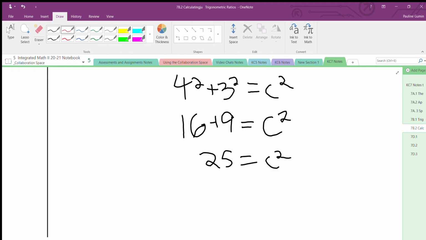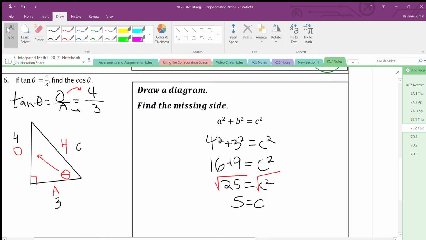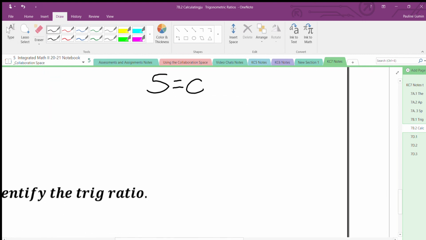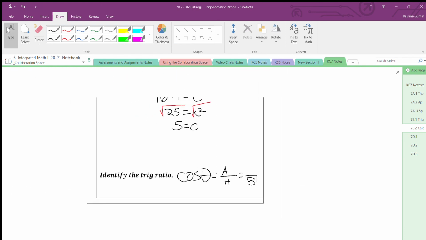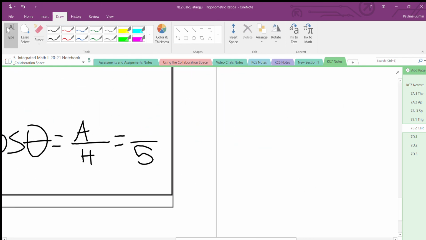This is a triangle, which means it's a real thing. We cannot have negative measures. So c is 5. Okay, so this missing side, instead of calling it c, I can now label it with a 5. And I would like to find cosine of theta. Cosine is adjacent over hypotenuse. So our hypotenuse we found was 5, and what was our adjacent? 3. 3 over 5. This is our answer, 3/5.